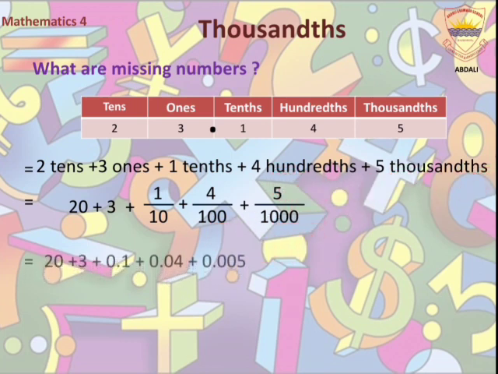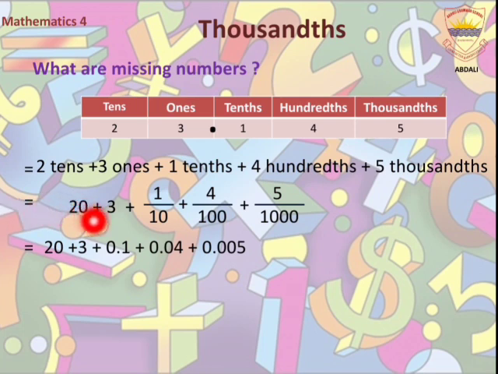Now we write these fractions as decimals. 20 plus 3 plus we write 1 by 10 as the decimal 0.1, 4 by 100 as the decimal 0.04, 5 by 1000 as the decimal 0.005. Now student, we find the missing numbers.